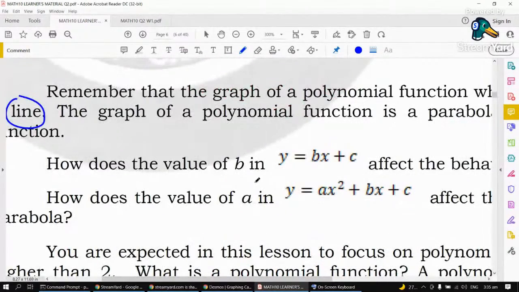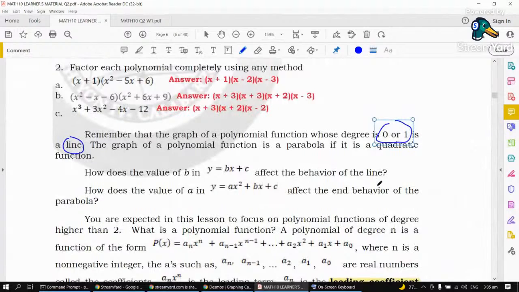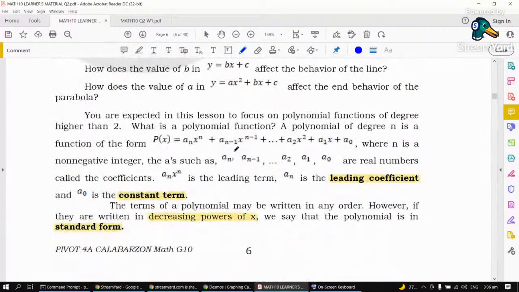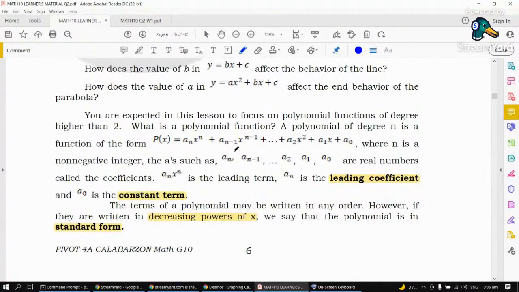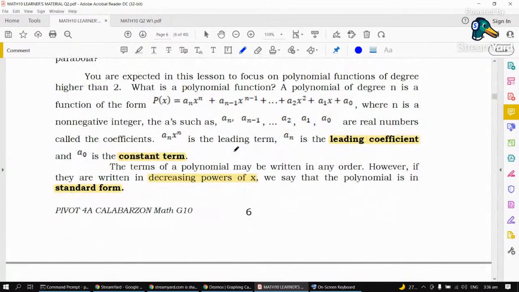How does the value of b affect the line? How does the value of a in y affect the end behavior of the parabola? So, skip muna natin yun. Masyadong complicated. Dito na muna tayo sa mga medyo simpleng term.